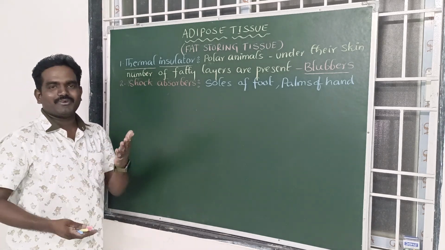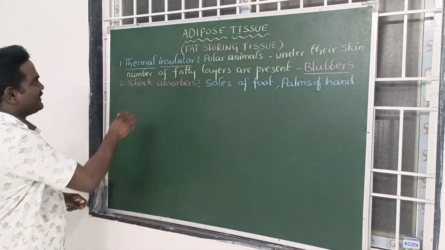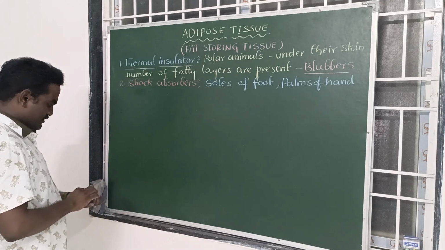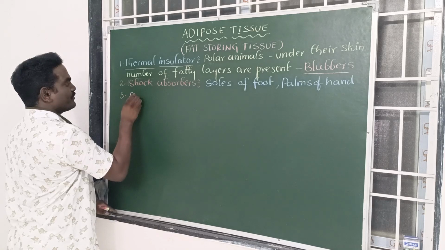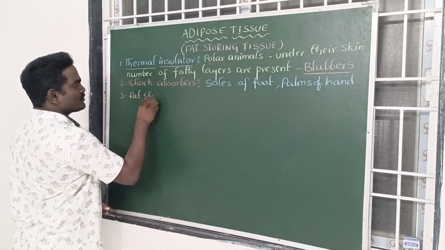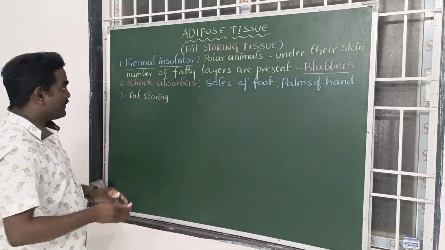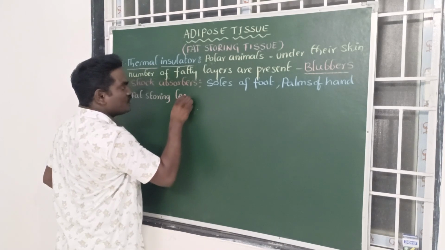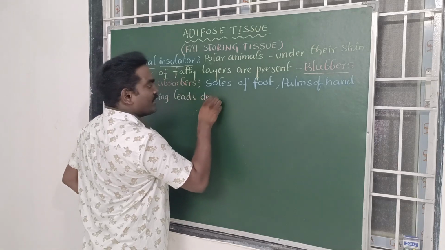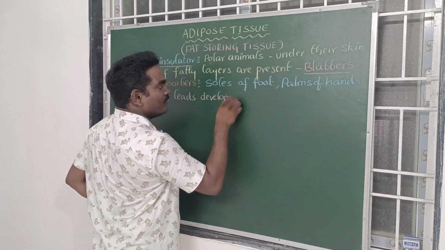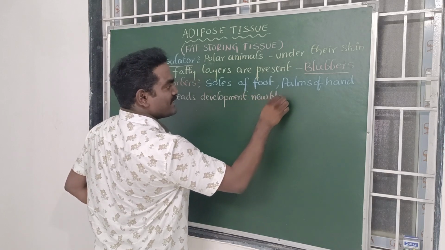If any shocks happen to our palm or our soles, we return to the normal state because of this adipose tissue. And next, this tissue is very much specialized for fat storing. From the storing point of view, fat storing leads to development of new blood vessels.